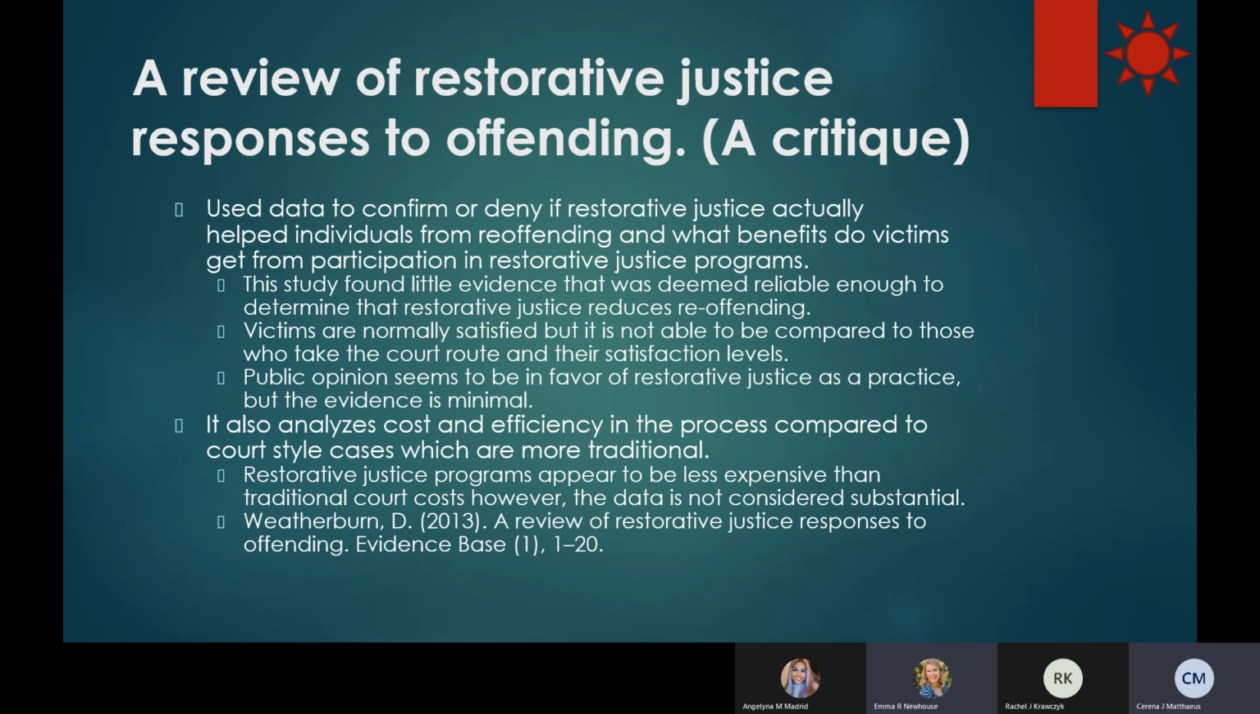One thing that did come out of this that was positive and in support was that it analyzed the cost and efficiency in the process compared to court style cases, which, as I said, are more traditional. The restorative justice programs appear to be less expensive than traditional court costs. However, again, the data is not considered substantial to these researchers. And I do like to point out that this was an overall study in both juvenile and non-juvenile restorative justice programs. So there is not a distinction between those two in this article.